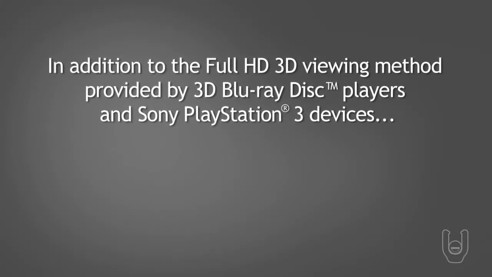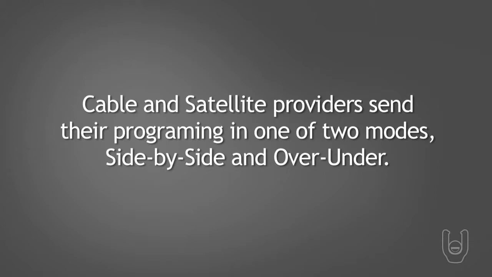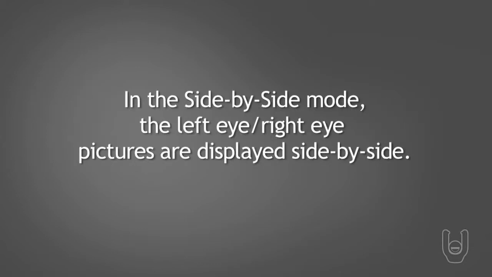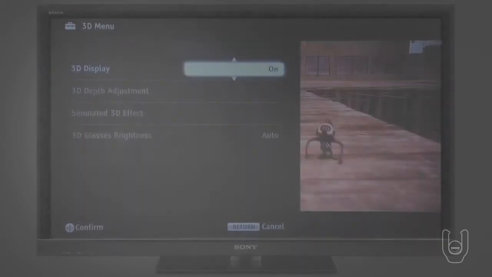In addition to the full HD 3D viewing method provided by 3D Blu-ray disc players and Sony PlayStation 3 devices, you can also receive 3D programming from cable and satellite providers. Cable and satellite providers send their programming in one of two modes, side-by-side and over-under. In the side-by-side mode, the left eye, right eye pictures are displayed side-by-side. In the over-under mode, the left eye, right eye pictures are displayed one above the other.